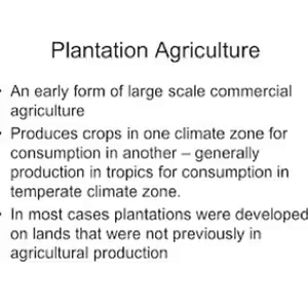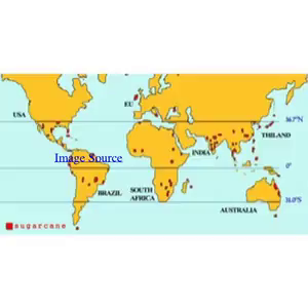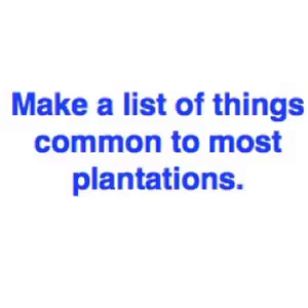It produces a crop in one climate zone for consumption in another. Generally, plantations are found in the tropics and producing products that are consumed in the temperate climate zones. In most cases, plantations were developed on lands that were not previously in agricultural production, although there are obviously exceptions to that pattern. So large scale, producing products in one climate zone for consumption in another.